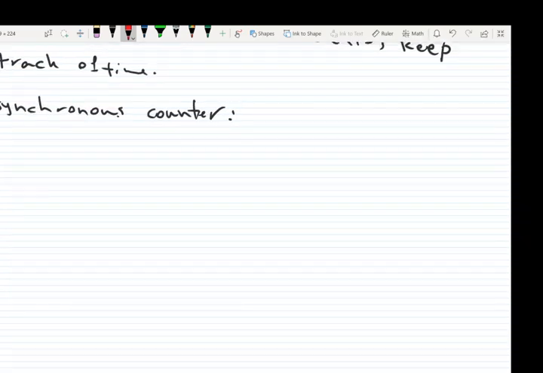As I said, in a synchronous counter, clock pulses are applied to the input of all flip-flops, and it is a common clock that triggers all the flip-flops simultaneously. So in a synchronous counter, we have a common clock that triggers all flip-flops simultaneously.